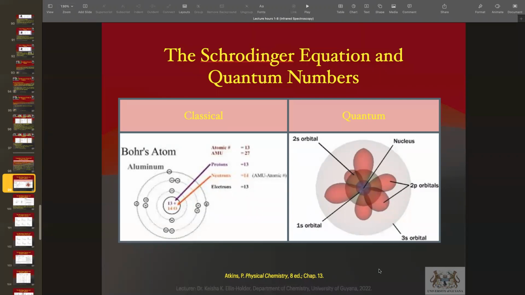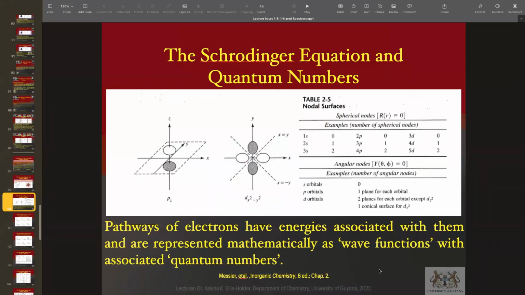So here we need to let you know then that the pathways of electrons have energies associated with them, and they are represented mathematically, and we know them to be called wave functions. Now, these wave functions are associated with quantum numbers. So when you were in first year and you had to learn the various quantum numbers of an electron as well as of a system or an element, it was so that we could get to this point where you can then identify these quantum numbers appropriately in the context of bonding. So of course we have two orbitals represented here. We have a pz and we have a d x squared minus y squared. And you can see that in these orbitals, there are corresponding indicators of where the electron can and cannot be.